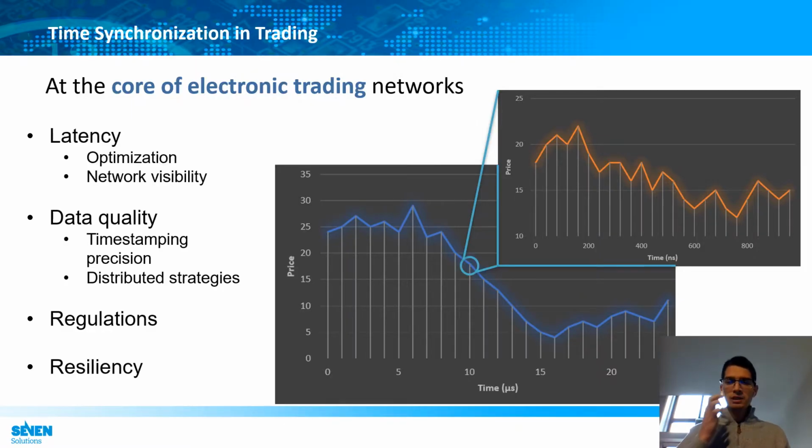So time synchronization is at the core of electronic trading networks. It is used for latency measurements to optimize how fast the different actors trade, and also to improve the network visibility of what's happening in their network, both of the market data that they are receiving and the market data that they are generating. It is also used to improve the quality of the data that they are capturing in their networks, so they can improve the precision of the different time stamping that they are performing in one location or multiple locations. And with that improved data, they also improve their distributed strategies.